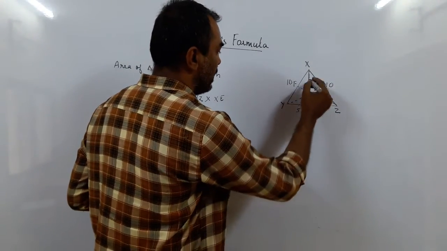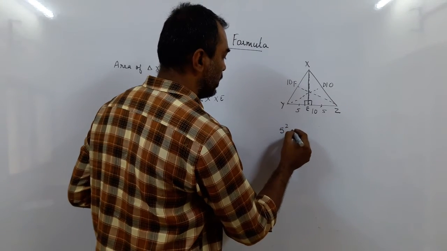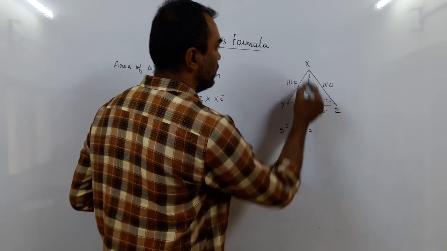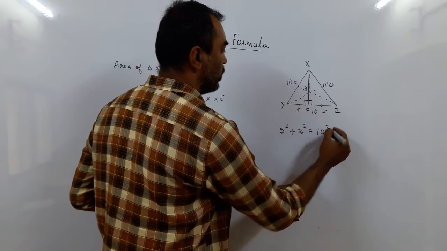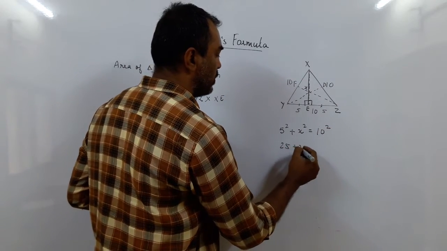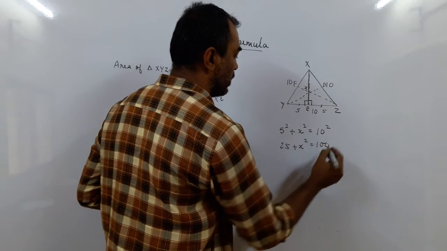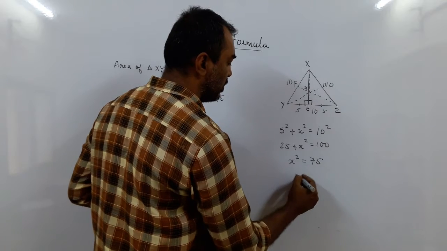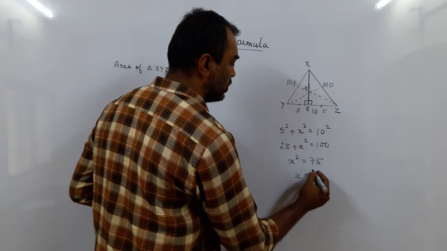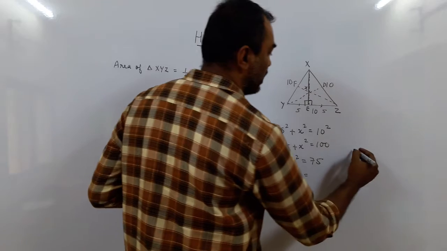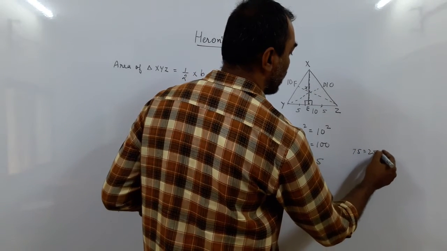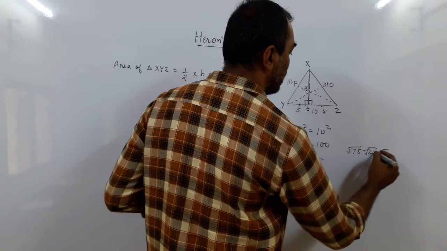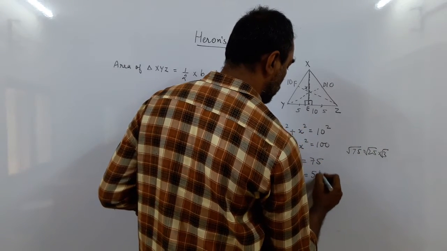For a right angle triangle, 5 square, let me call this length small x, plus x square equal to 10 square. So 25 plus x square equal to 100, or x square equal to 100 minus 25, that is 75, or x equal to, so what? How do I find the square root? 75 is 25 into 3. So root 75 is root 25 into root 3. So we get 5 root 3.